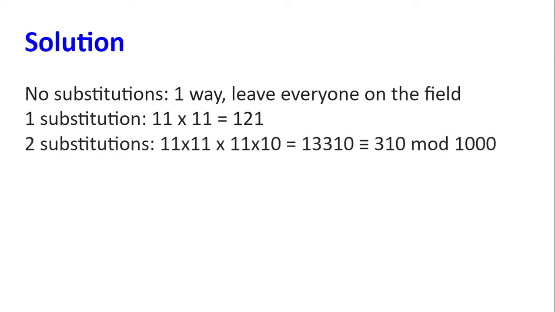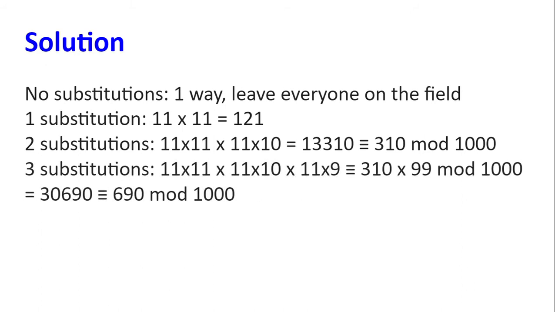When we have 2 substitutions, for the first substitution there are 121 ways. For the second substitution, we can take any one of 11 players from the field and any one of 10 players off the field, because one of them has already been substituted. This gives 1,310, or 310 mod 1,000.